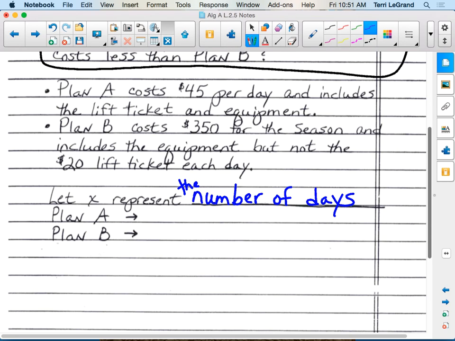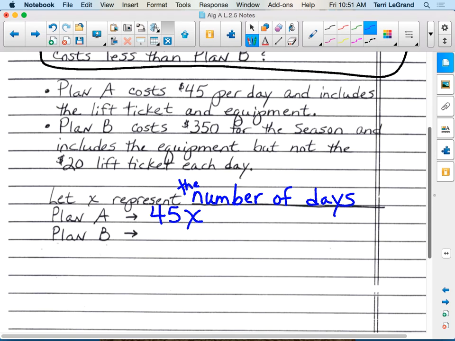An expression is something like this, 3x plus 1. That's an expression. So 45x. Let's write and see what it looks like. $45 X. So this says 45 times the number of days. Would that tell you how much it would cost you to use plan A? Do we have to add anything to it? No, because remember, this is the one that includes everything, right?